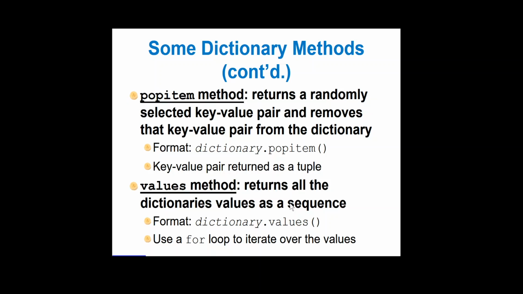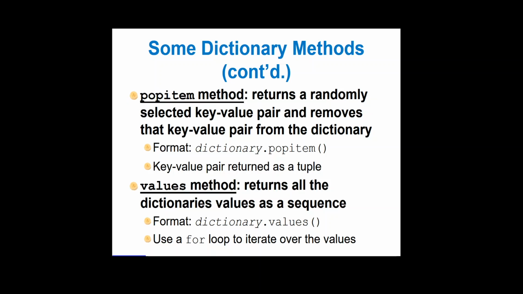We can use pop item also as a method, and this will actually pop a random key element pair, so key value pair or element in the dictionary. Now you may ask, or you may wonder, well, how random?